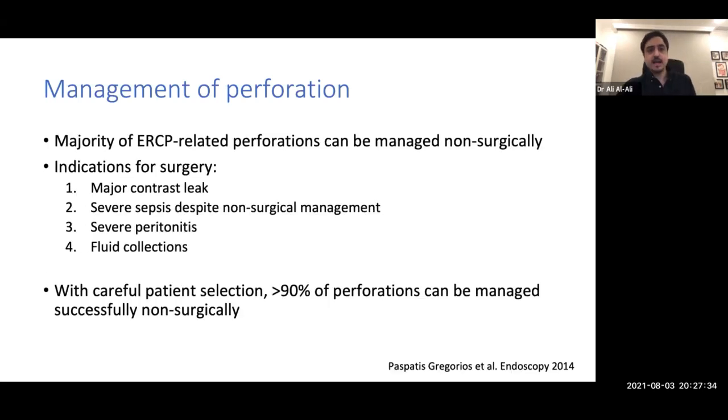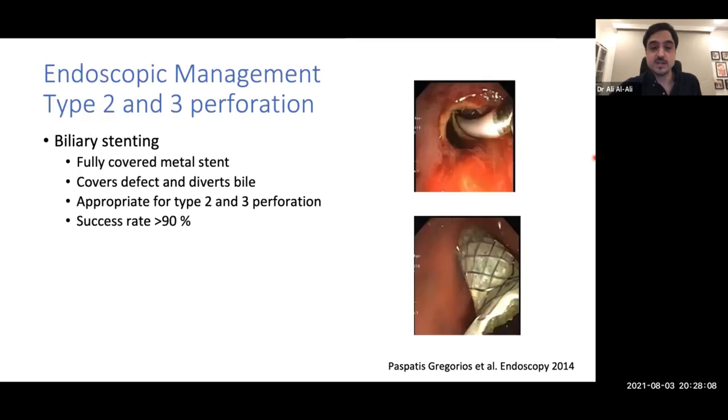But what are the indications? As I mentioned, the majority of ERCP-related perforations can be managed non-surgically. There are certain indications for surgery, usually if you have a major contrast leak on CT scan, especially if we cannot fix it endoscopically, or if the patient is severely septic despite our conservative therapy or non-surgical management. Obviously, if they have severe peritonitis or a large fluid collection that cannot be managed, probably these patients are best managed surgically. But 90% of the time, if not even more, we can manage these perforations endoscopically.